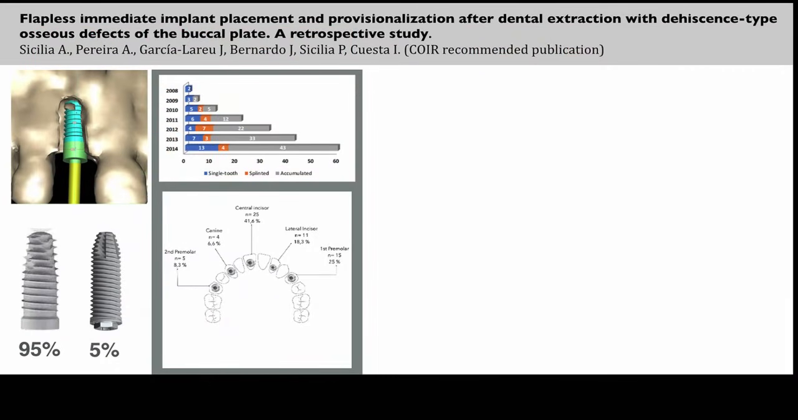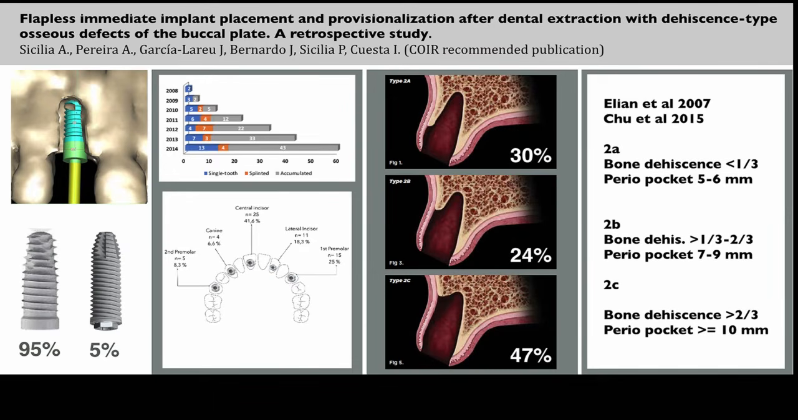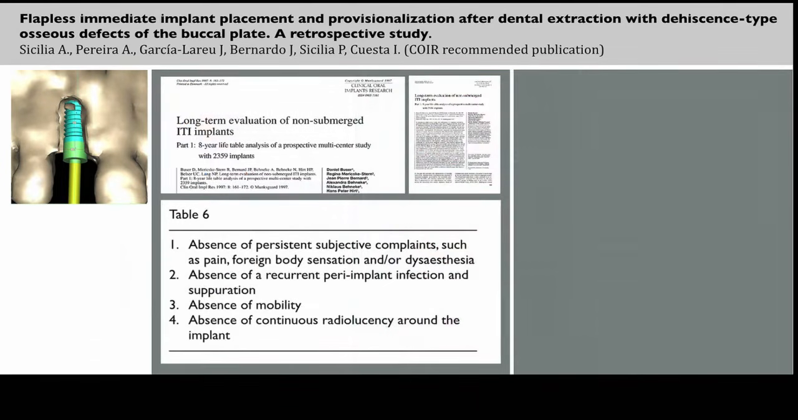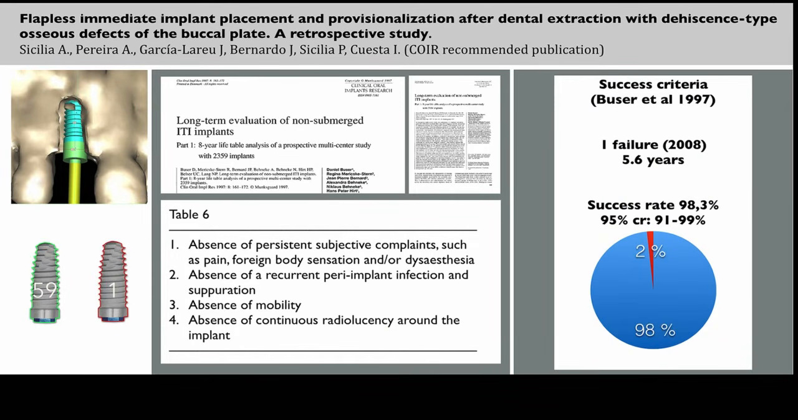What were our results? We treated between 2008 and 2014 60 cases: 20 splinted and 40 single tooth cases. Severe cases, as you can see here: 40%, 47%, almost 50%, were class 2C with complete loss of the buccal plate. And we had one failure at 5.6 years, which gives us a success rate of 98.3%.